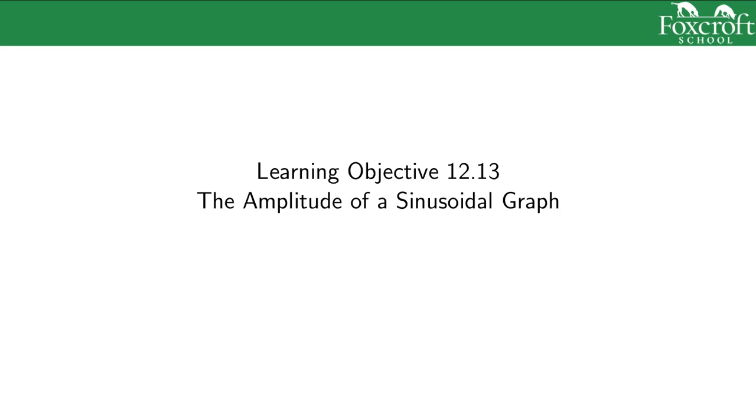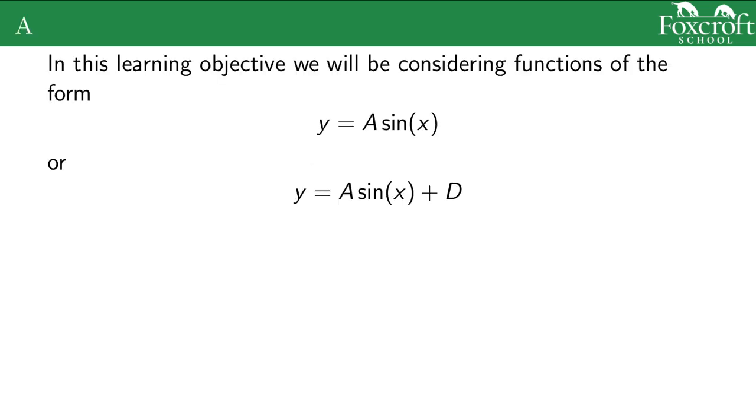In this learning objective, we're going to continue to talk about sinusoidal graphs, and now we're going to look at a different part. In this learning objective, we're going to talk about what happens with that a value at the front if I multiply by a in front of my sine graph. We can also add in the midline, so these are the full sinusoidal functions we have so far.